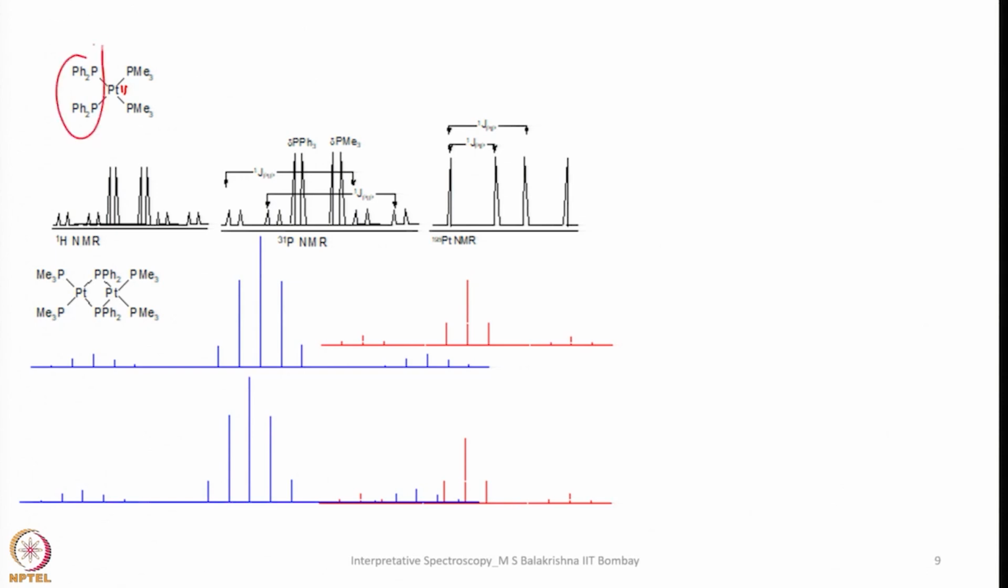These two are identical, and they are coupled with these two to give a triplet. These two will couple equally to this one to give a triplet, and then these two will couple with this one to give a triplet. So what we should get is a triplet, something like this, and then platinum coupling would come.